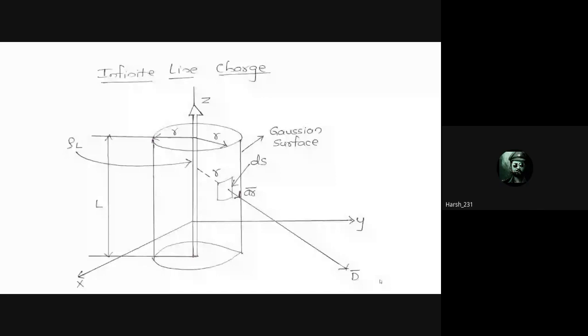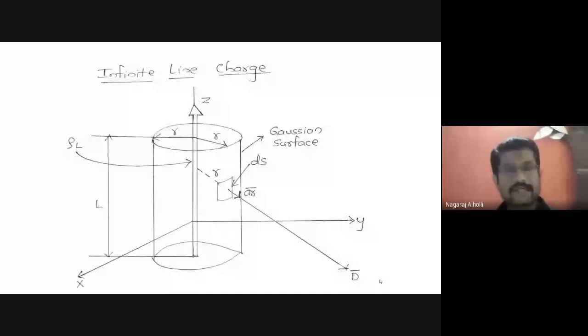Yes, sir. Okay. In the last class, I had started with the discussion on infinite line charge. I'll quickly brief that. The infinite line charge is lying on the z-axis, and its line charge density is rho L coulomb per meter. Then its radius is r.